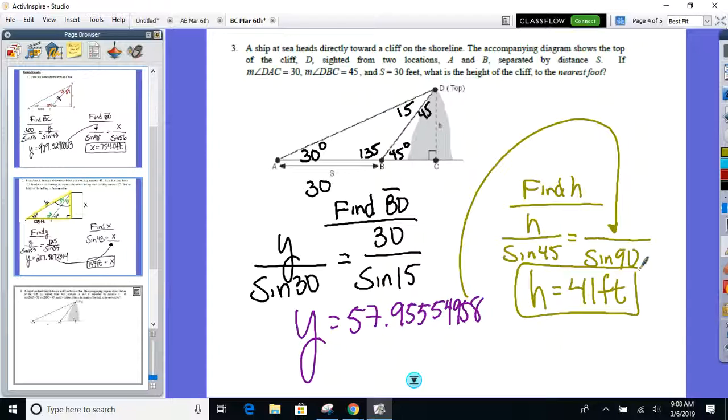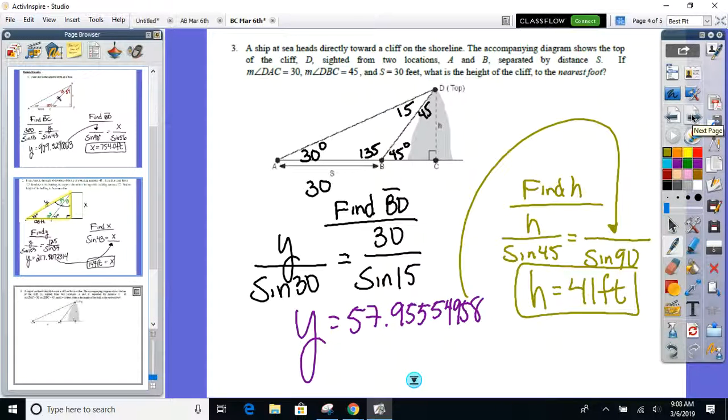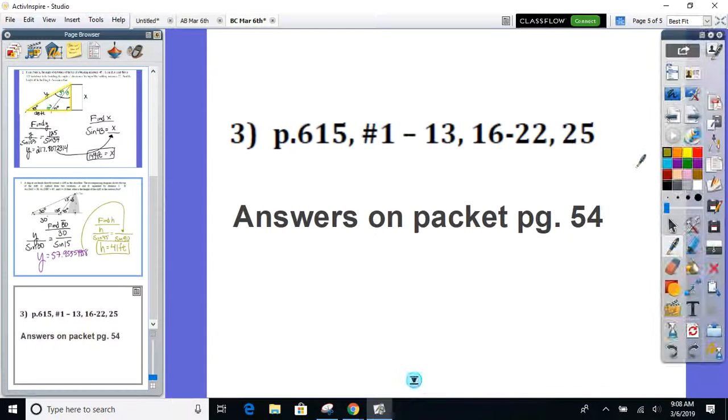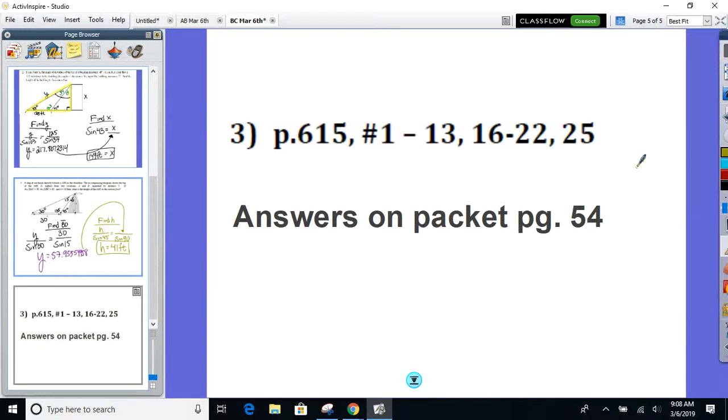Anybody having issues with 1? Because we're going to use your textbooks now and start reviewing. Any issues with 41? Okay, here's what I'd like you to do. There's the unit right there. We're done with the unit. I want to get reviewing right now. So you're going to go to the textbook, page 615, those numbers. Check your answers because your answers are on packet page 54 for page 615.